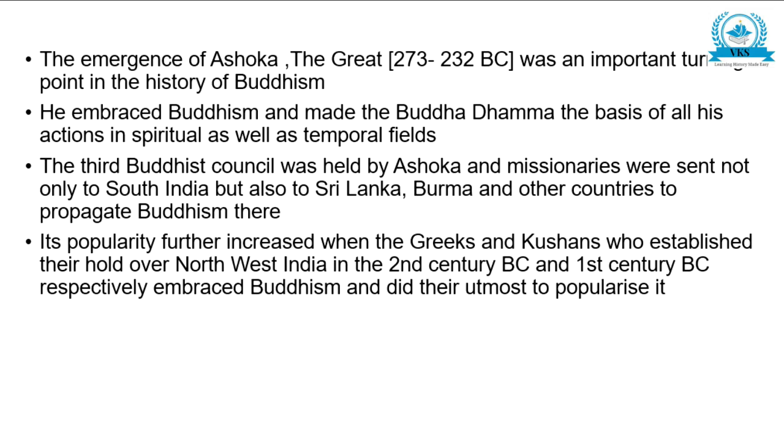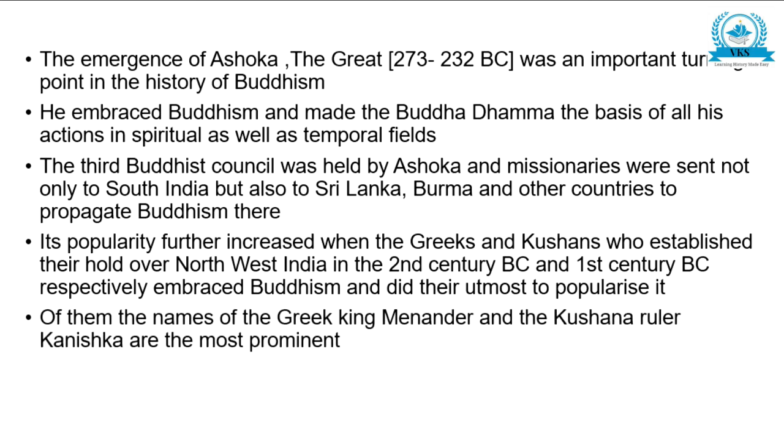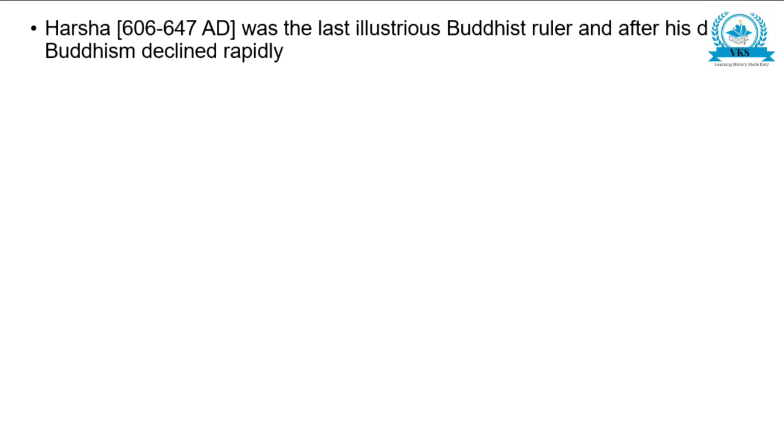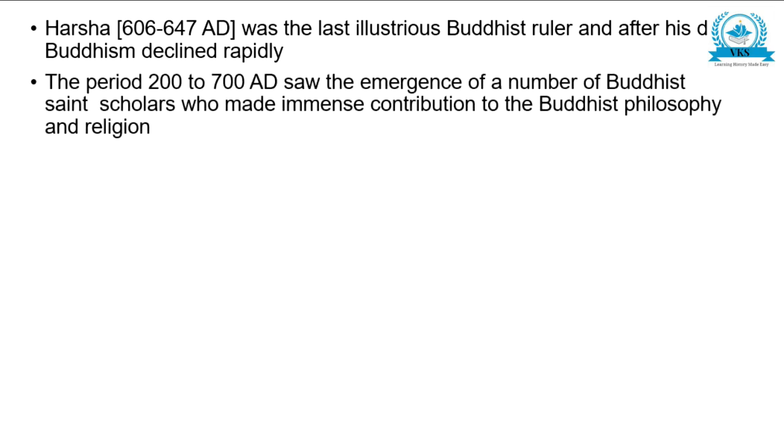Its popularity further increased when the Greeks and Kushanas, who established their hold over northwest India in the 2nd century BC and 1st century BC respectively, embraced Buddhism and did their utmost to popularize it. Of them, the names of the Greek king Menander and the Kushana ruler Kanishka are the most prominent. Harsha was the last illustrious Buddhist ruler, and after his death Buddhism declined rapidly.